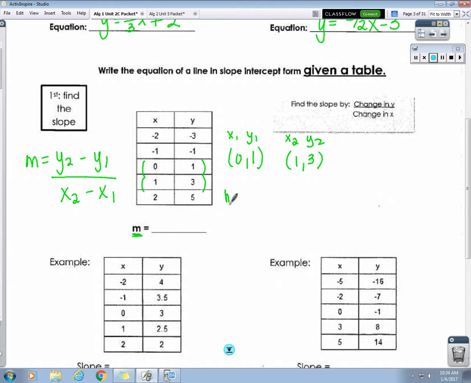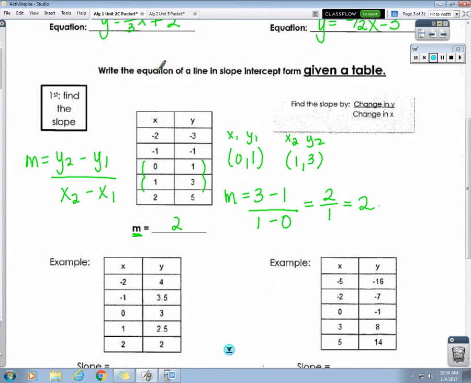So m equals, what goes first? Minus over. Right, you just do y2 minus y1 over x2 minus x1. And what does that become? 2 over 1. Right, which you could also just call 2 if you wanted to. So your slope is 2.